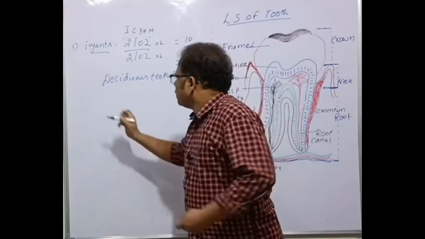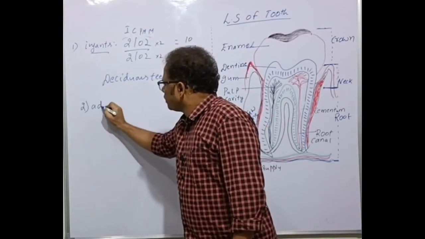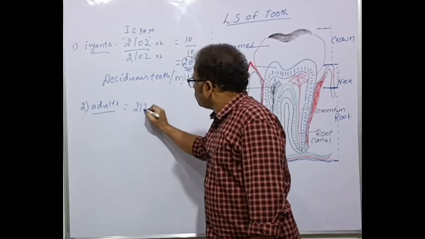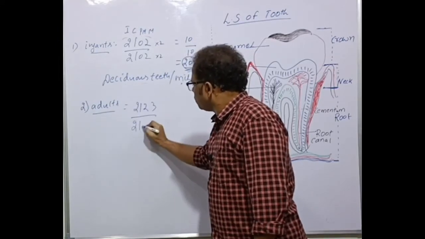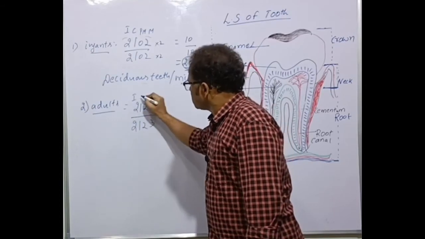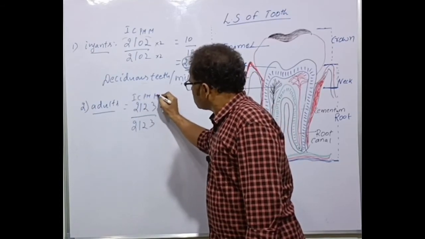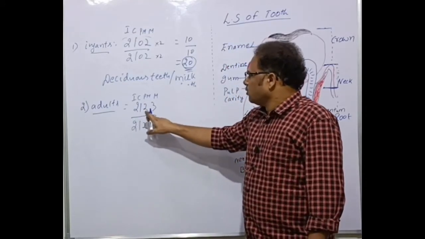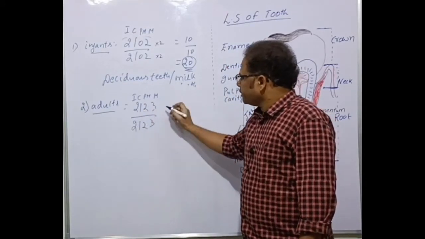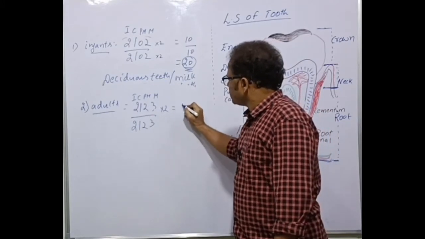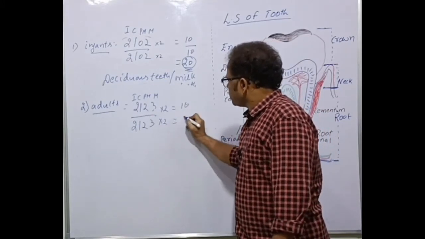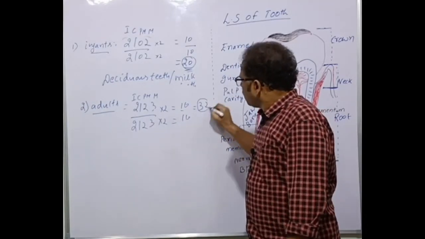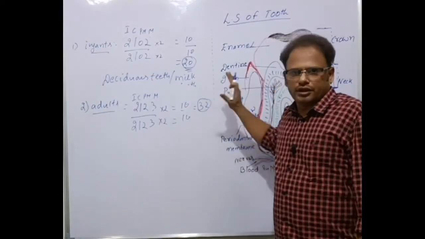Next one is in the adults. What is the dental formula? 2, 1, 2, 3 by 2, 1, 2, 3. Again, incisors, canines, premolars and molars. Again you calculate this: 2 plus 1 is 3, 3 plus 2 is 5, 5 plus 3 is 8. 8 into 2 is 16. You have to add 16 plus 16, which is 32. 32 permanent teeth, isn't it?